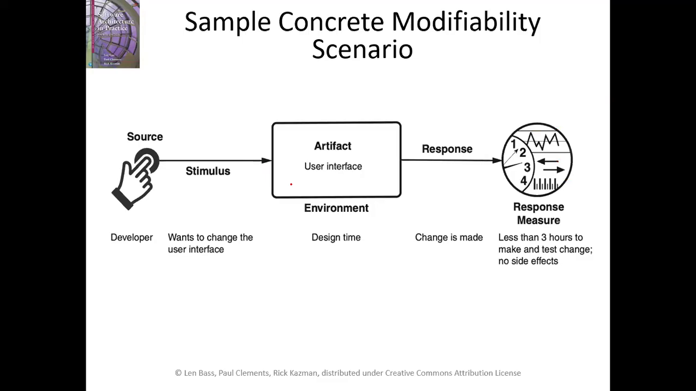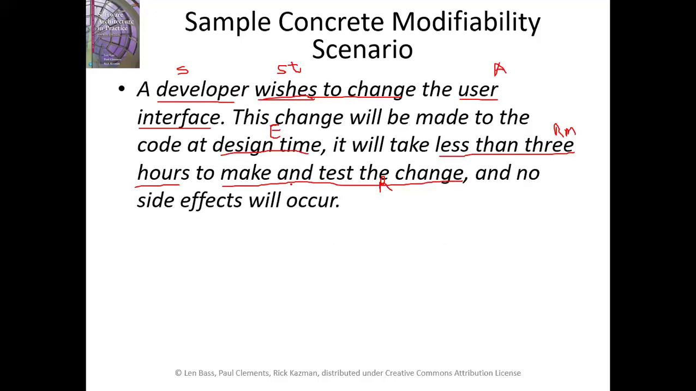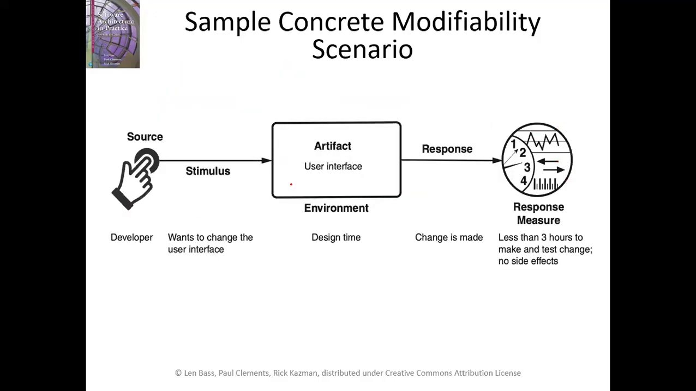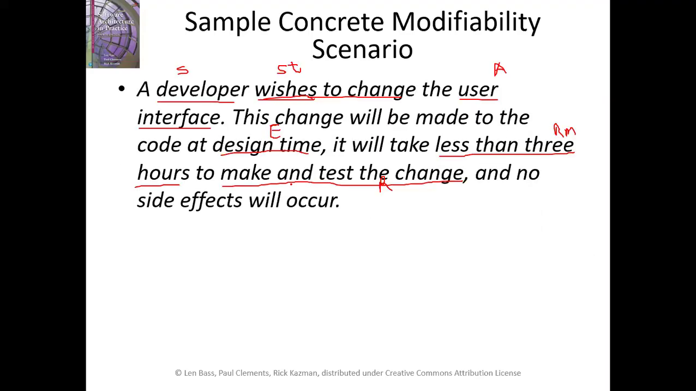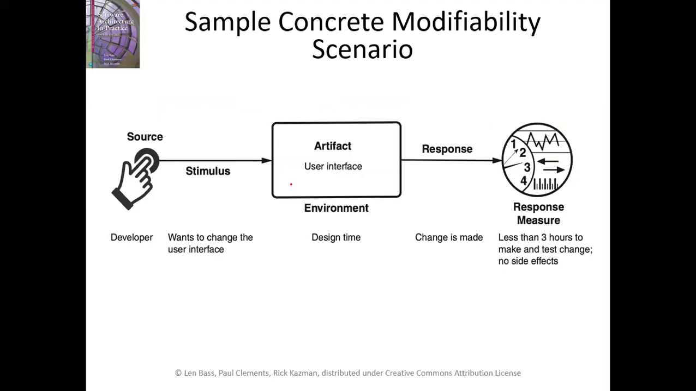All right, we have the developer as the source. You want to change. Okay, we accept it to be wish to change. It does not matter. The artifact obviously is the UI because it wants to alter the user interface. And then the environment is the design time. We expect a response, which is that we do what the developer wants to do. And finally, there will be some response measure that it will be completed in less than 3 hours.